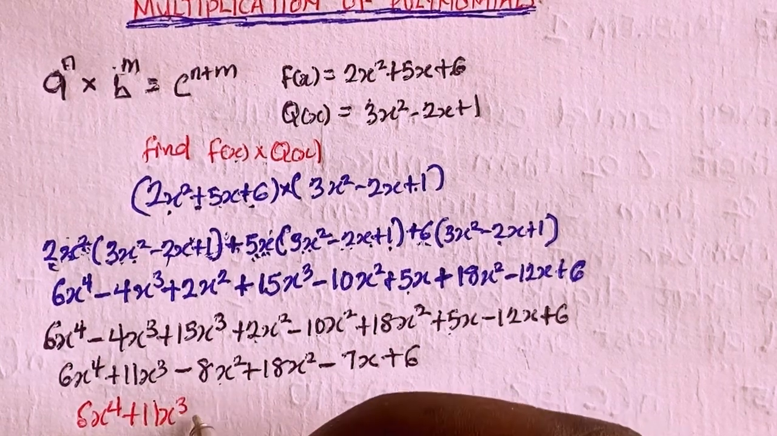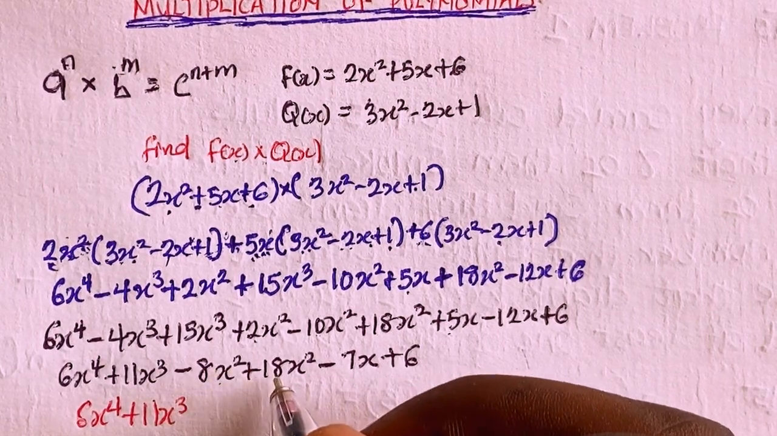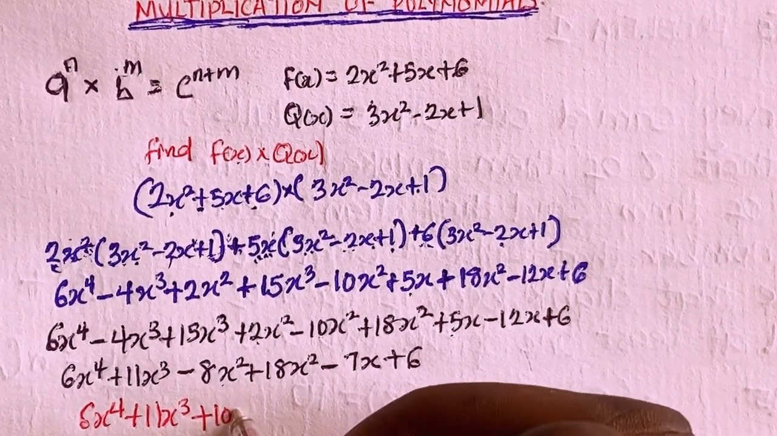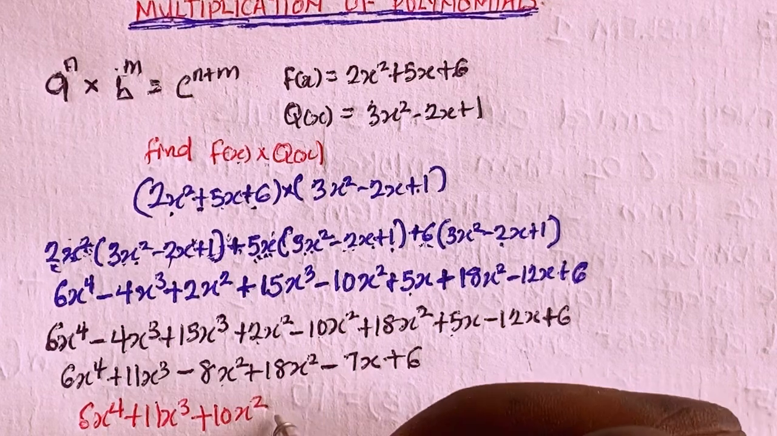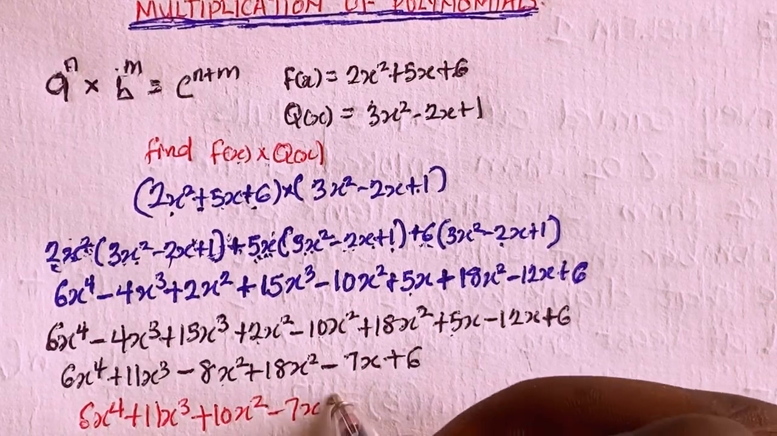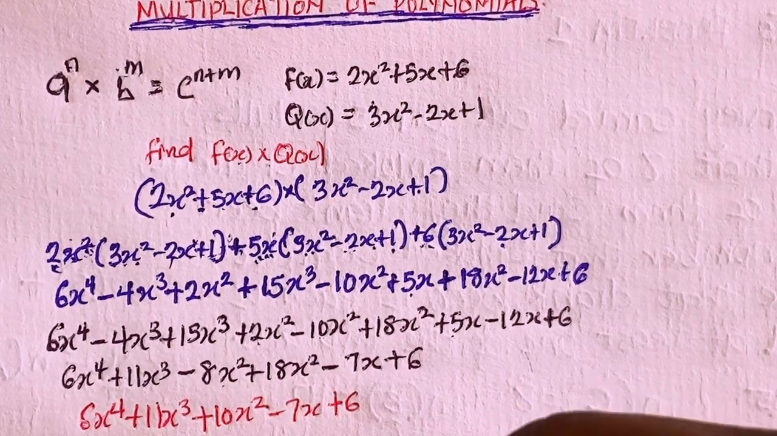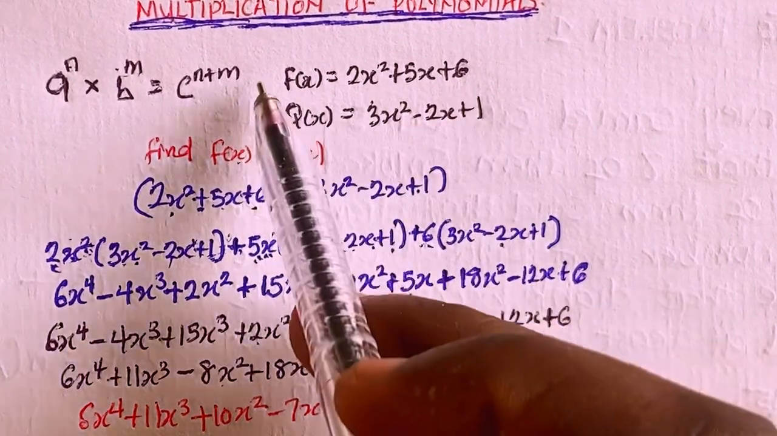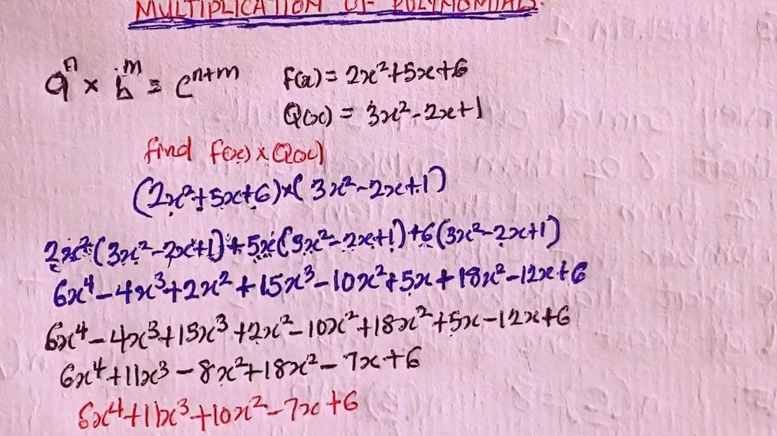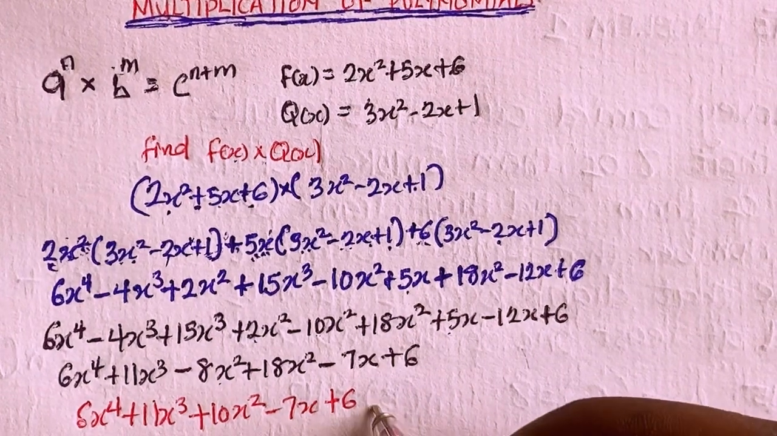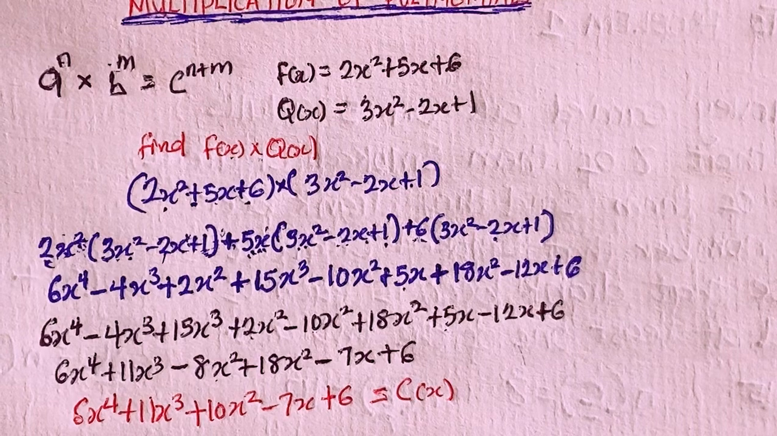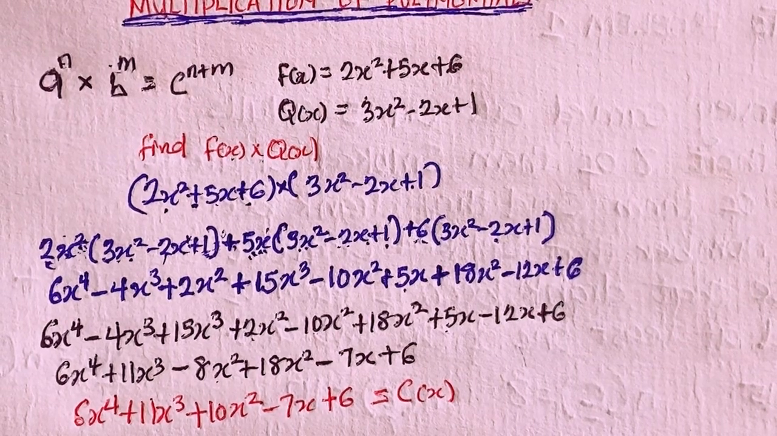Then here we're going to have minus 8x squared plus 18x squared. That should give us plus 10x squared, right? Then here we're going to have minus 7x plus 6, right? So whenever we perform an arithmetic operation on two polynomial functions, we are going to have another polynomial. Then let's simply call this our c of x. Exactly. So that's it under multiplication of polynomials.